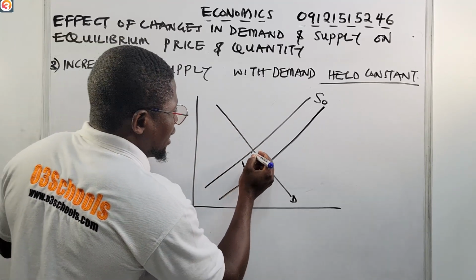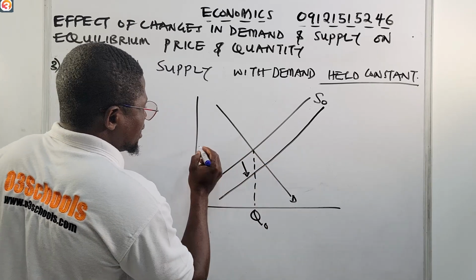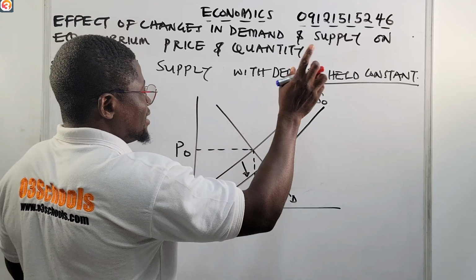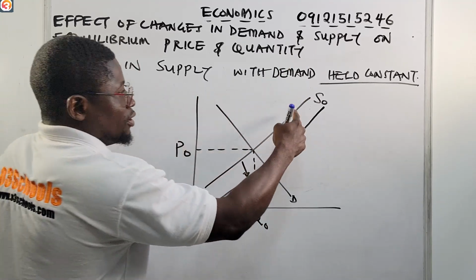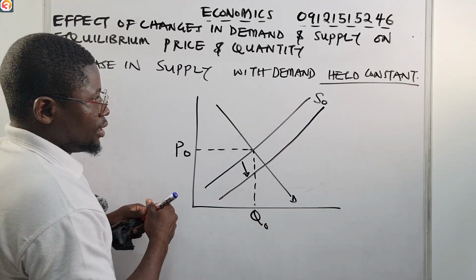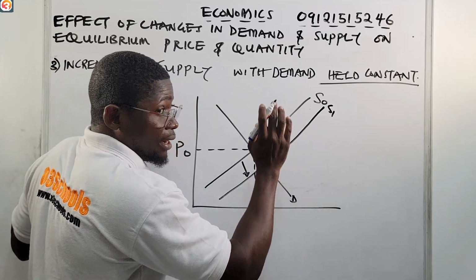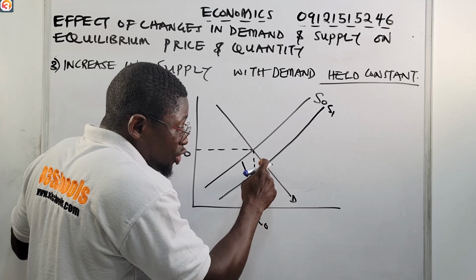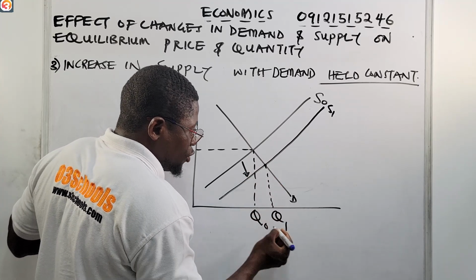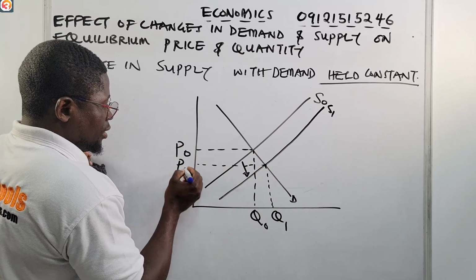These are our equilibrium quantity Q naught, and this is our equilibrium price P naught initially. Now, since there's an increase in supply, it shifts to the right. This is our new supply curve, S1. Let us trace the new equilibrium. This is our new equilibrium point here. If we trace it down, we have our Q1. If you trace it this way, we have our P1.